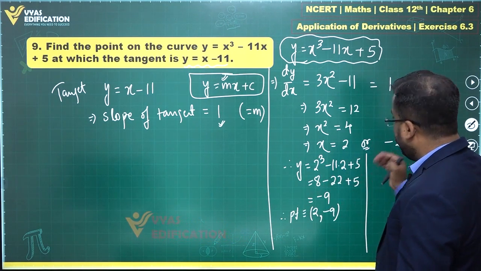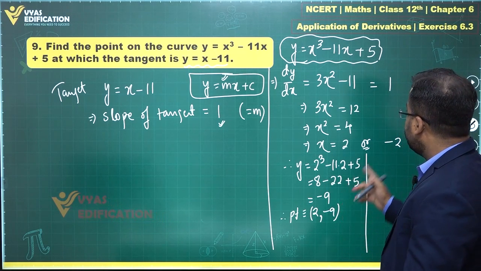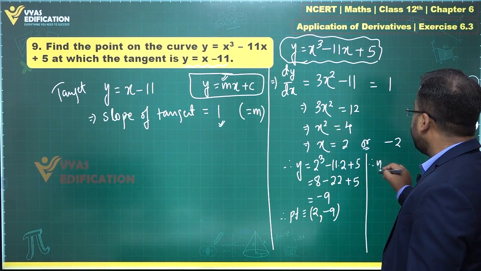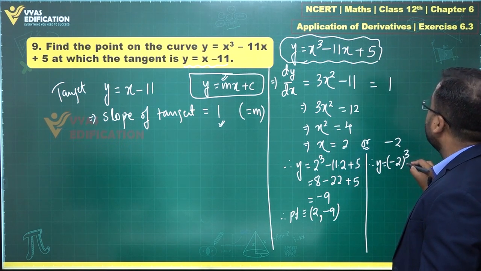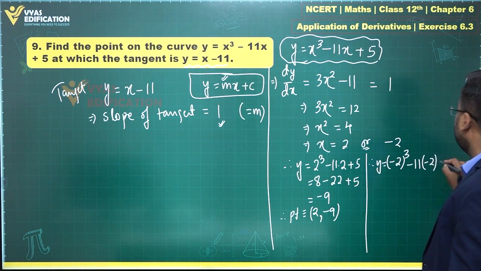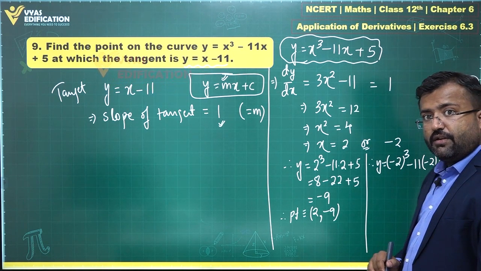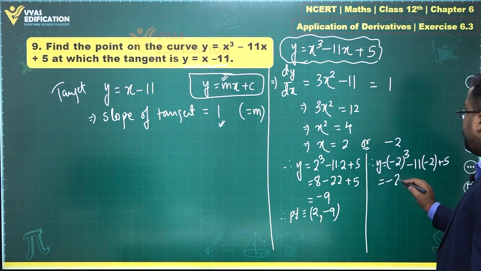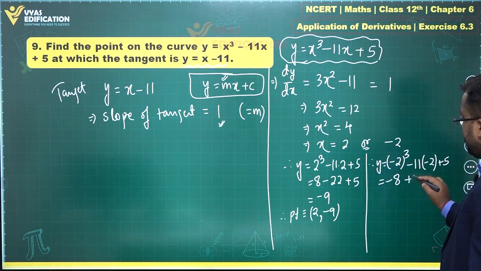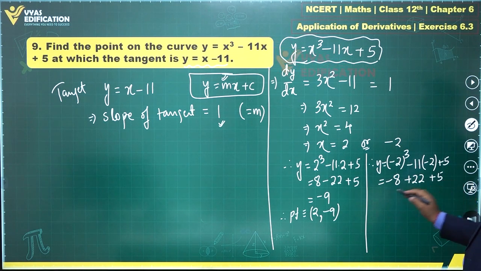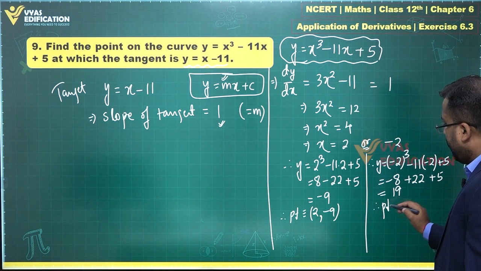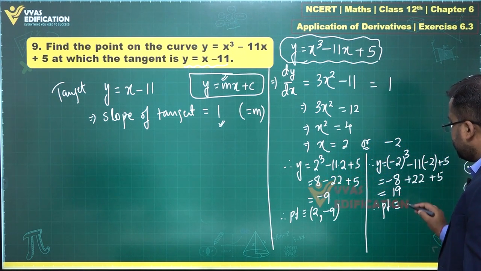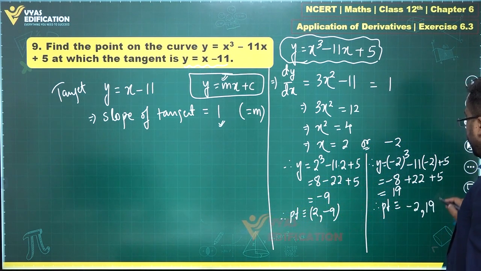What about the point over here? Let's check the point over here. x equals −2, therefore y equals (−2)³ − 11 times (−2) + 5 is what I get over here. This becomes −8 and this becomes +22 + 5, which is 27 − 8, which is 19, and therefore the point at this location is actually (−2, 19).